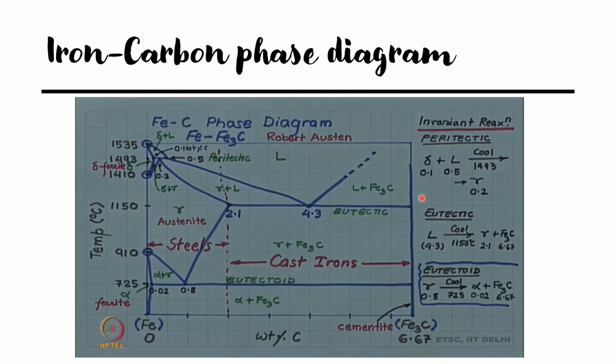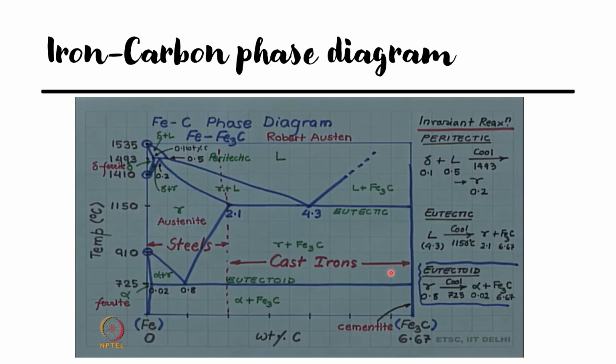Let us go line by line. For the first, peritectic, we can see that it is going from here to here. This is at 0.1, so we are seeing that delta is at 0.1. 0.1 means it is somewhere here. There is a demarcation of 0.1 here too, see. And at L it is at 0.5, that is here. So it is cooling at 1493 to form gamma at 0.2 percent concentration of carbon.